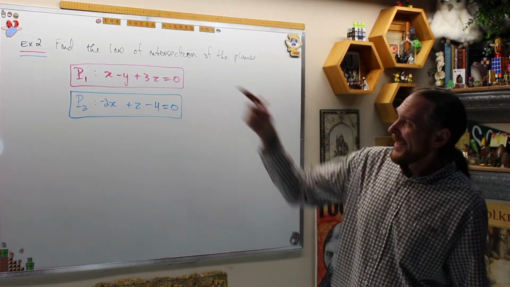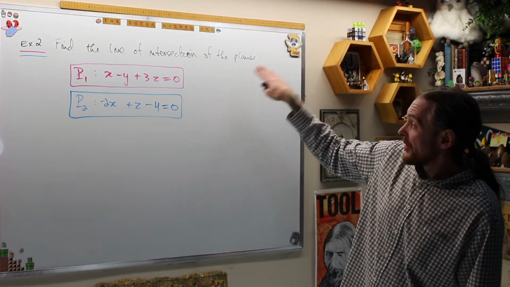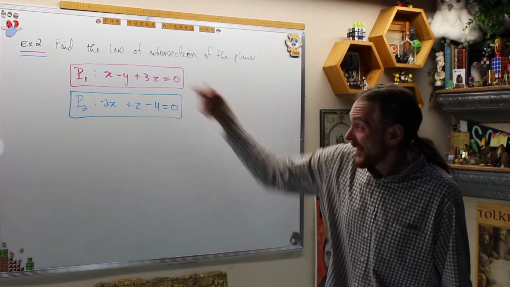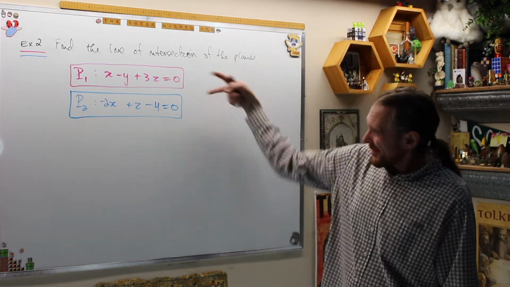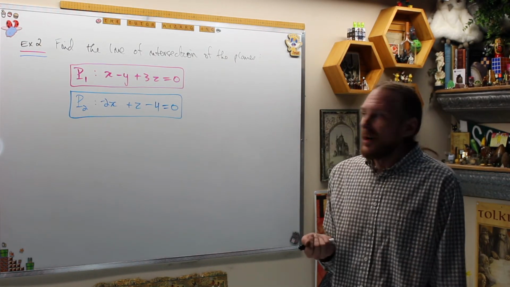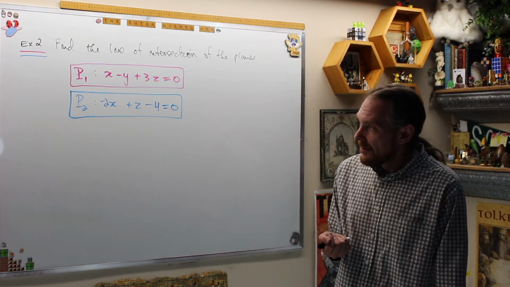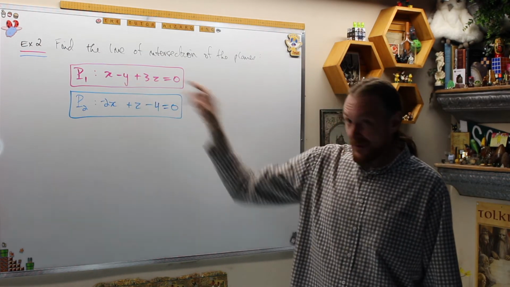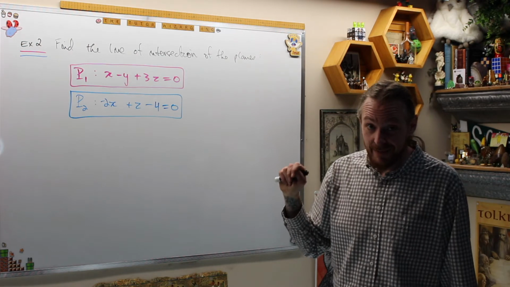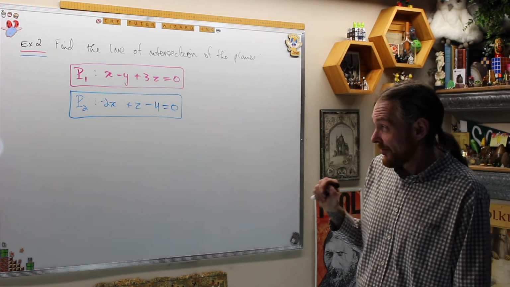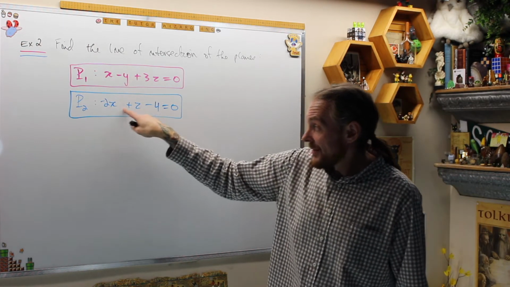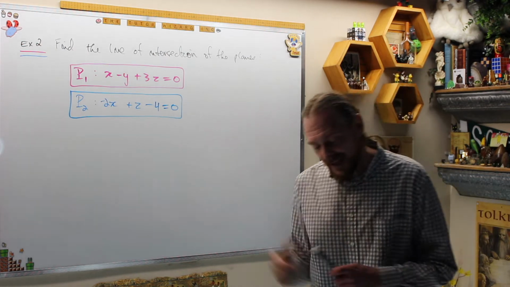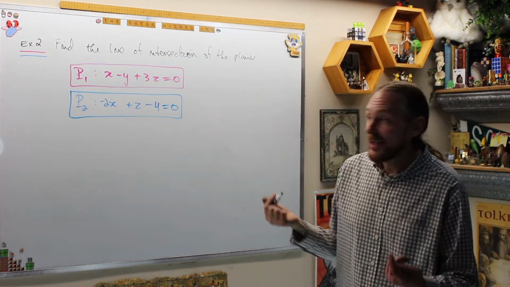Example 2, we're going to find the line of intersection of the two-dimensional objects, the plane 1 and plane 2. So again, these are the general form of these two planes with the normal vector to P1, 1, negative 1, 3, that's correct. The coefficient standing in front of X, Y, Z in the general form. And this one is negative 2, 0, 1. I just couldn't help myself pointing that out. What are we going to do here?